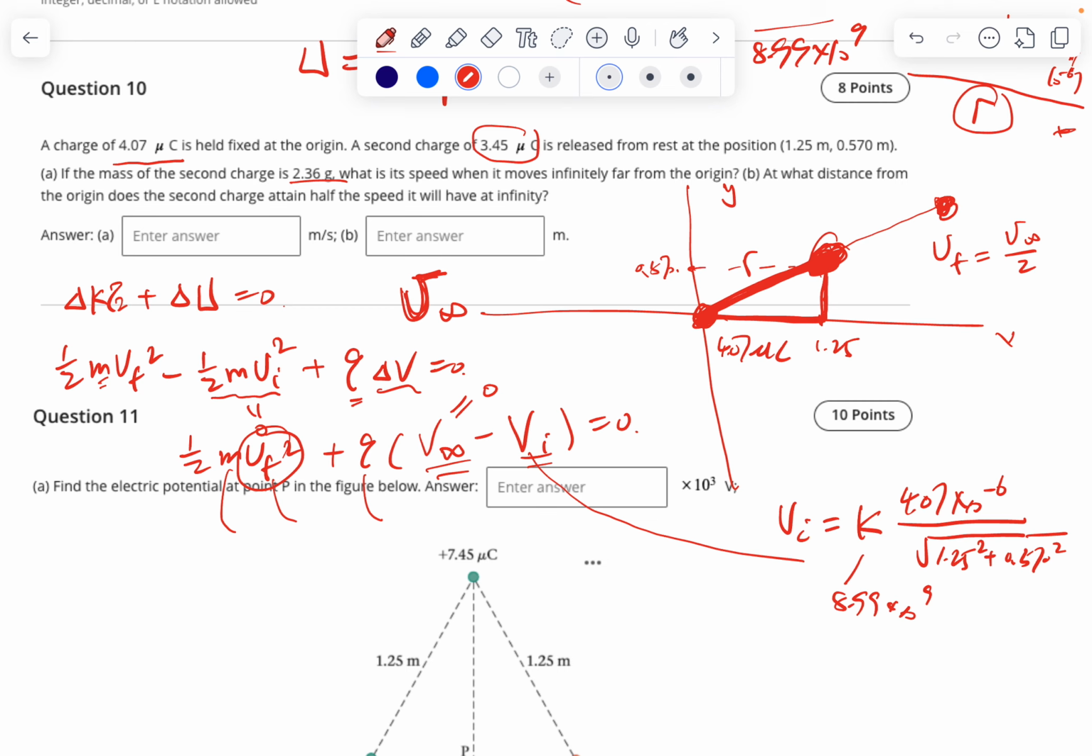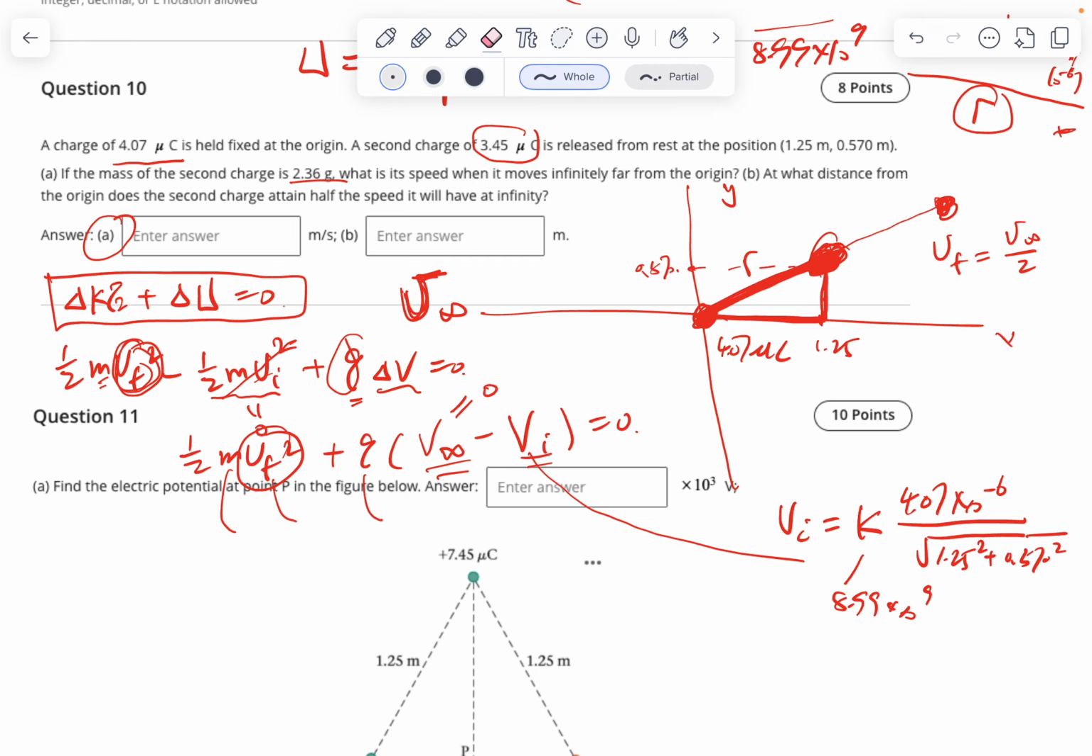In this problem, we still use energy conservation, the same equation. In this case, the initial velocity is still 0, and the final speed will be half of the speed you get from A. Then delta V here is Vf minus Vi. We know Vi, so from this equation we get Vf.